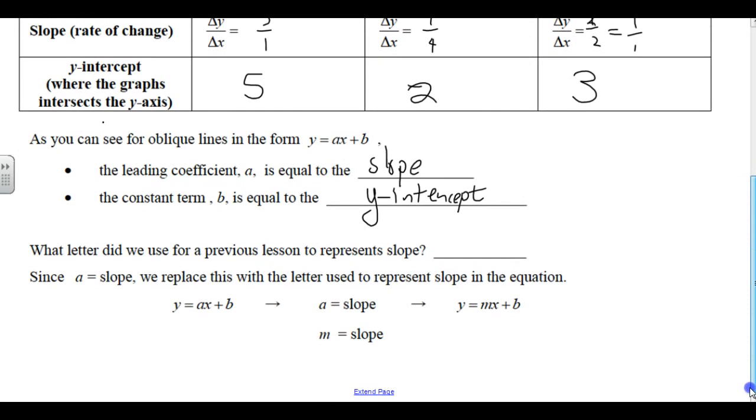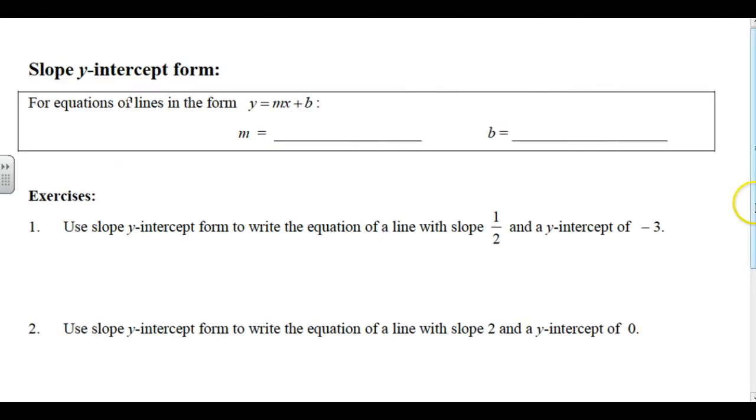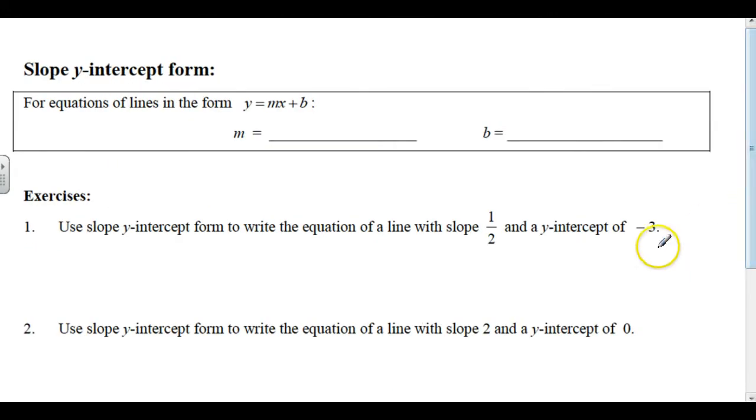What letter did we use in a previous lesson to represent slope? We used m. Since a is the slope, we replace a with the letter m, and we get y equals mx plus b, and that is our first equation for a linear function. Slope y-intercept form. For equations of lines in the form y equals mx plus b, m is the slope.